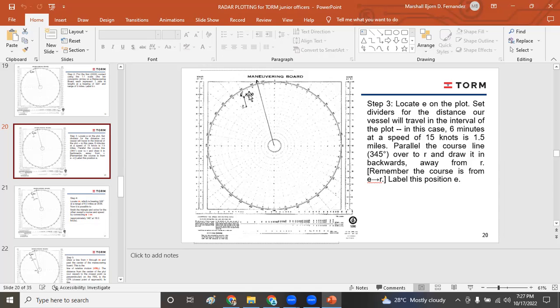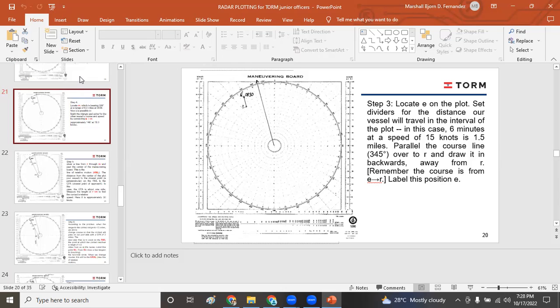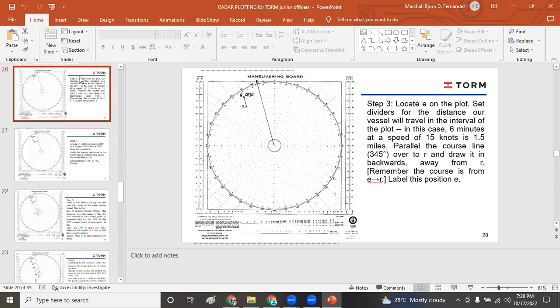Next. So, given na one side of the triangle, which is the E to R, or your own course and speed. Malinaw? Sir, bali po yung bearing yan, sir, is 345 degrees. Yes. Ang bearing ng target, okay? No, it's not the bearing. Kapag sinabing bearing, we're talking about the target bearing. Pag sinabing heading, yun yung heading natin. Okay, yun yung course natin.